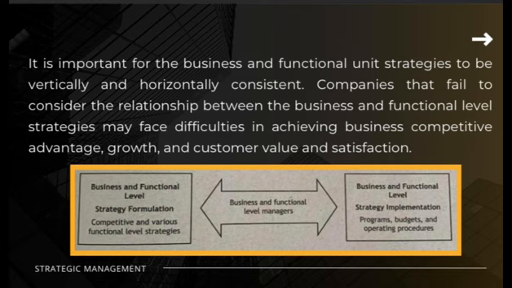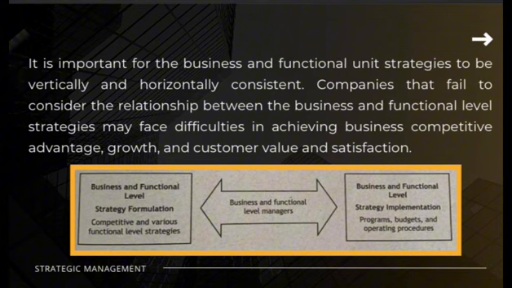At the business and the functional level, a strategy is implemented through the preparation and administration of programs, budgets, and procedures. So the figure in this slide shows the middle and the lower managers formulate and implement business and functional level strategy. It is important for the business and the functional unit strategies to be vertically and horizontally consistent. Companies that fail to consider the relationship between the business and the functional level strategies may face difficulties in achieving business competitive advantage, growth, and customer value and satisfaction.